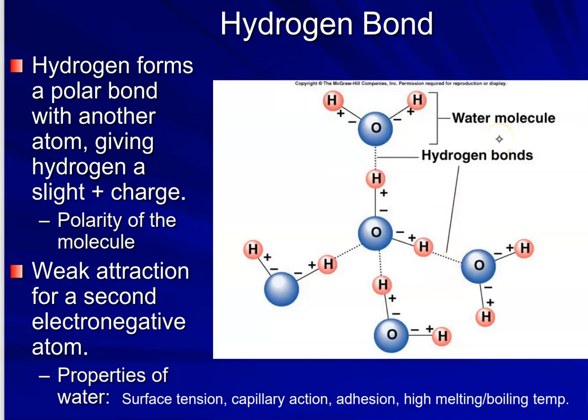They're relatively weak. They're relatively easily broken, but they're super important because they determine the properties of a molecule. And so here, the properties of water are listed, and this is just some of them. Water has surface tension, it has capillary action, it has adhesion, it has a high melting and boiling temperature. So all of these are very important properties that actually make life on Earth possible.